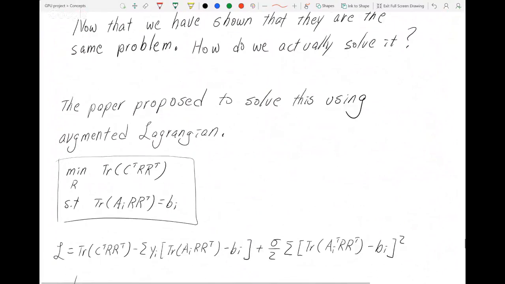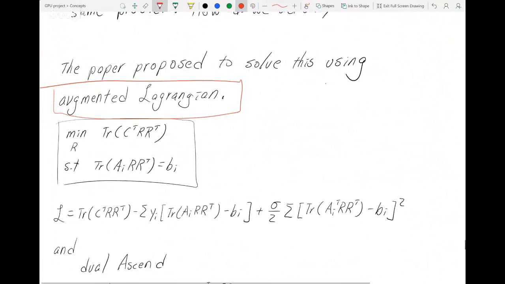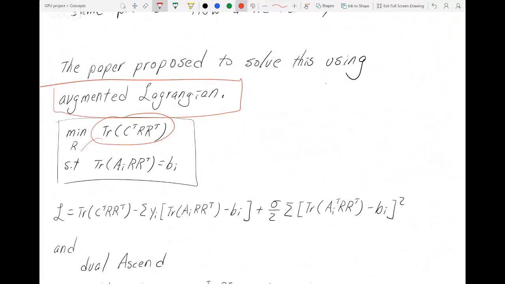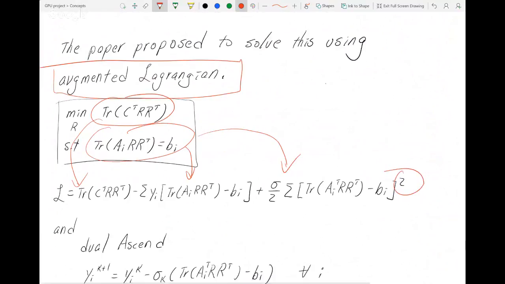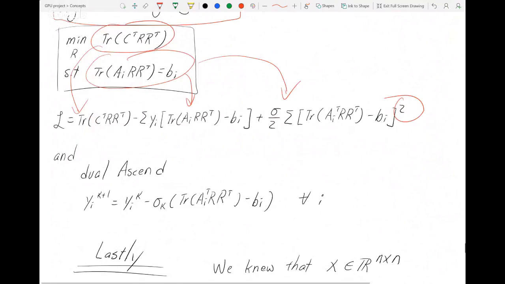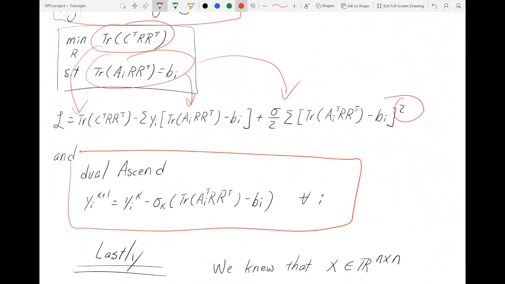Well, the paper proposed to use this thing called augmented Lagrangian, which I am going to assume here that you do understand. It takes this term here, this term here, but twice, adding a square. If you haven't gone over augmented Lagrangian, it might be a bad idea to try to understand this paper. But you do whatever. And then we use dual ascent to solve it.